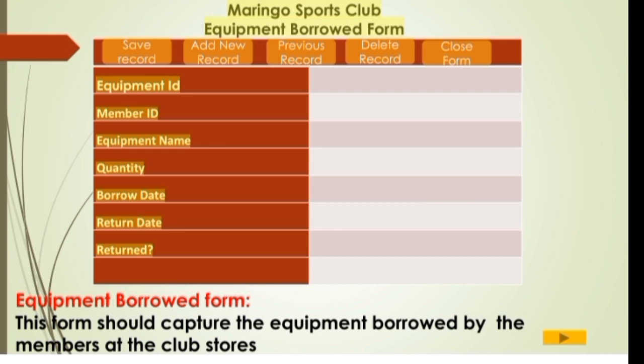Maringo Sports Club, equipment borrowed form: equipment ID, member ID, equipment name, quantity, borrow date, returned. Save record, add new record, previous record, delete record, close form, equipment borrowed form. This form should capture the equipment borrowed by the members at the club stores.